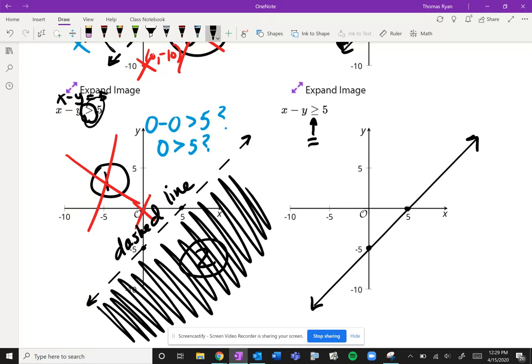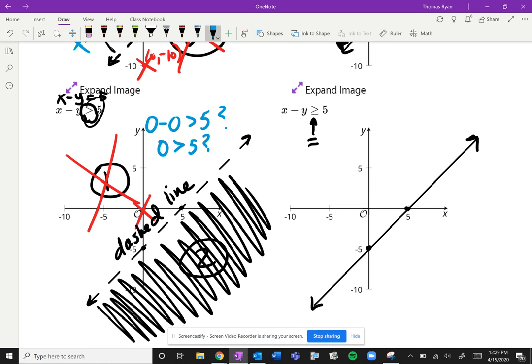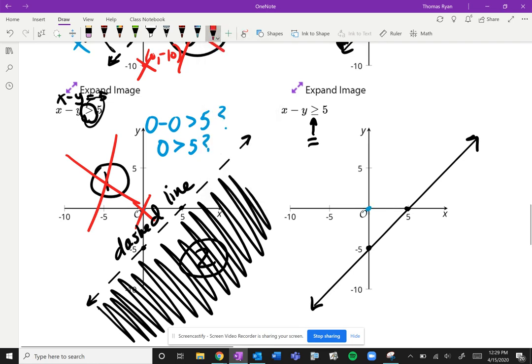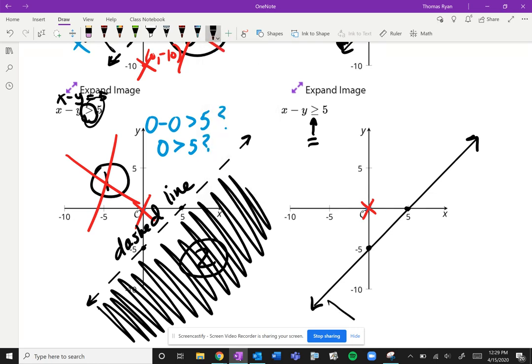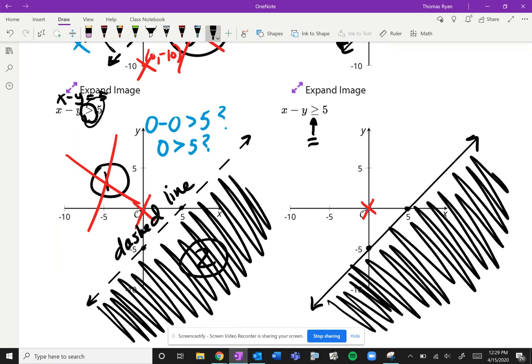So pick your point 0, 0. 0 minus 0 is 0. Is 0 greater than or equal to 5? Absolutely not, which means this area is out of the running, which means all of our solutions must exist down here below the line. And we keep it solid.